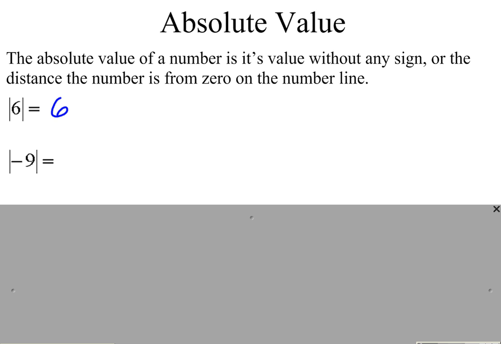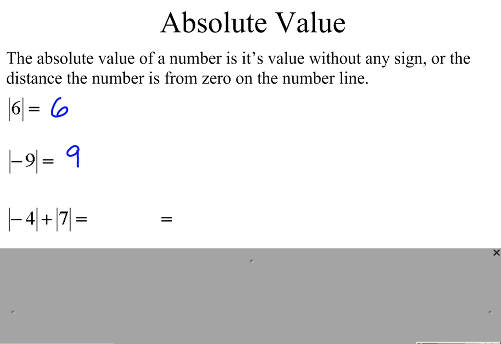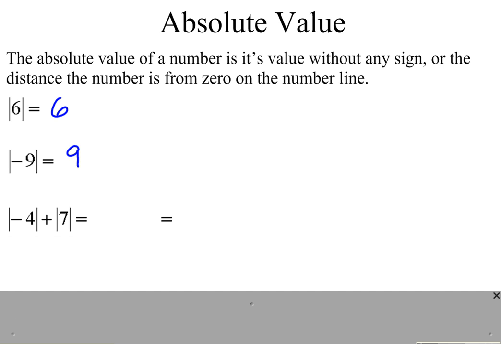Absolute value of -9. How many units does -9 lie away from 0 on the number line? -9 is 9 units to the left of 0, so it's 9 units away, or again, the absolute value sign simply takes away the negative sign, making the value 9.